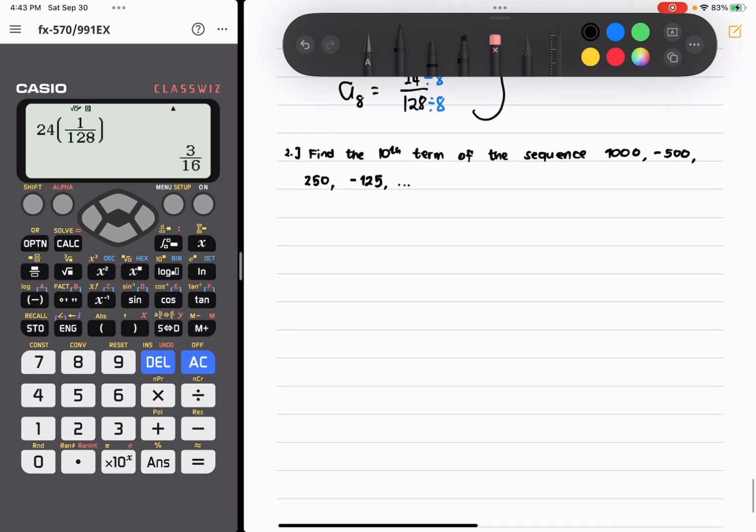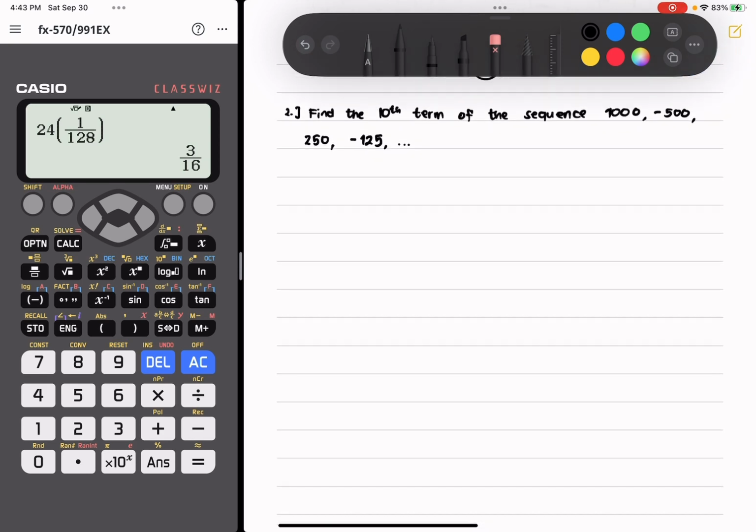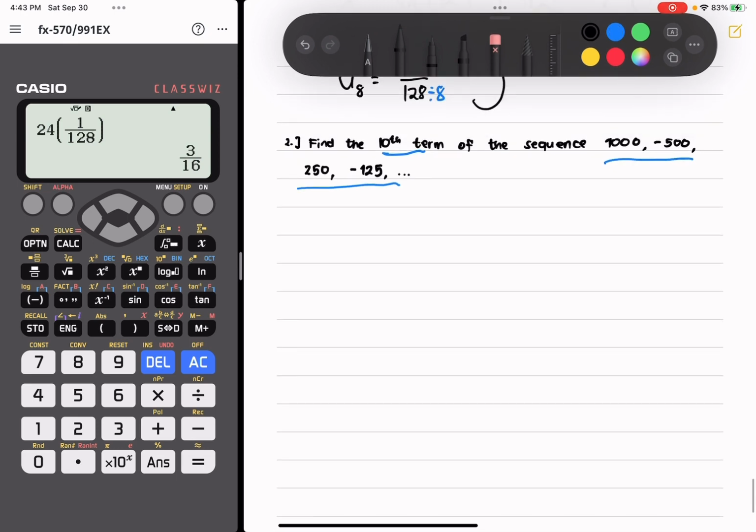Okay, next. Let's have number 2. Let us find the 10th term of the sequence 1,000, negative 500, 250, negative 125. So, first thing na gagawin natin is yung hinahanap muna natin. Susulat natin yung hinahanap. Ang hinahanap natin dyan is the 10th term. Pag sinabi natin 10th term, ang notation nito is a sub 10. So that means ang n mo dito is 10.